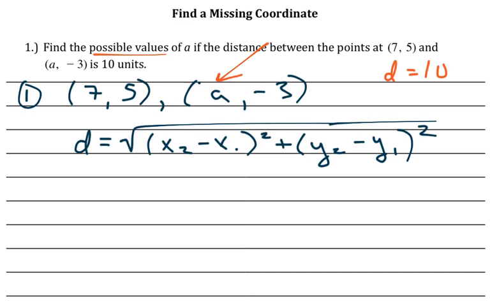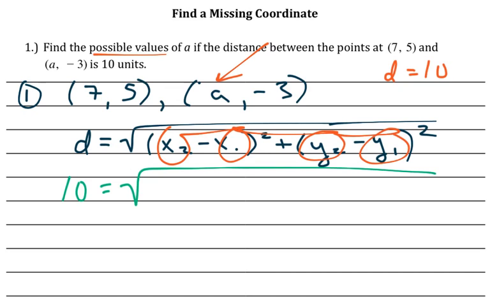Well, I know what the distance is. That distance is 10, so I'm going to plug that in. Equals the square root. And I see 1, 2, 3, 4 separate values, and I know 3 of those. Well, I make sure I don't get tripped up. So I treat x first. So a and 7 are my x values. So in parentheses, I'll write a minus 7.